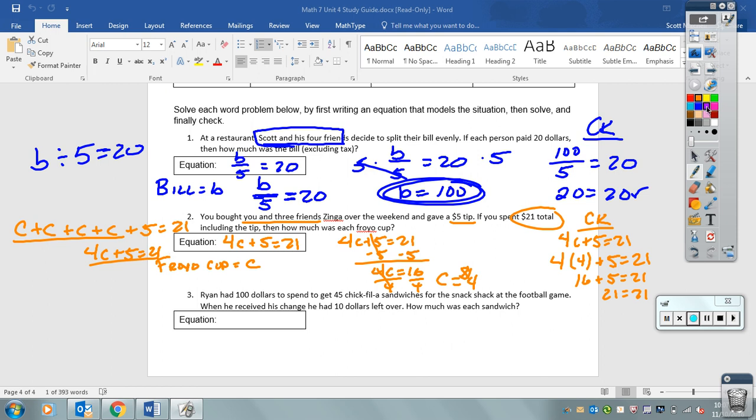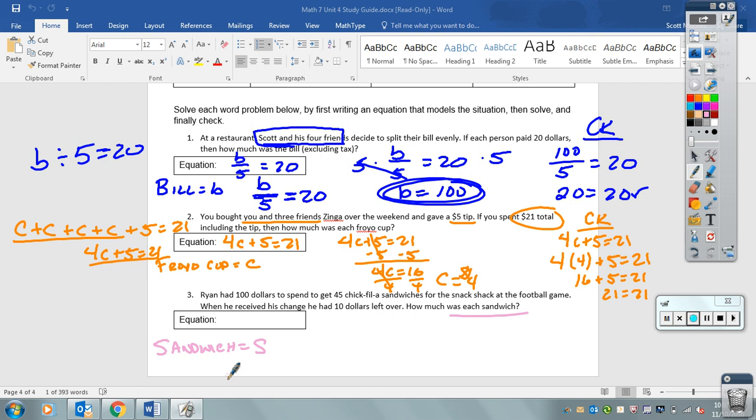Let's move on to the last question. It says, Ryan had $100 to spend to get 45 Chick-fil-A sandwiches for the snack shack at the football game. When he received his change, he had $10 left over. How much was each sandwich? So that's what we're looking for. The sandwich we'll call S. That's the price of the sandwich, the variable we're defining.